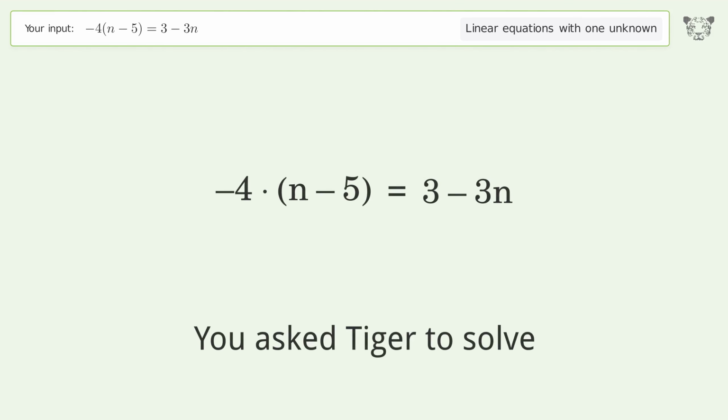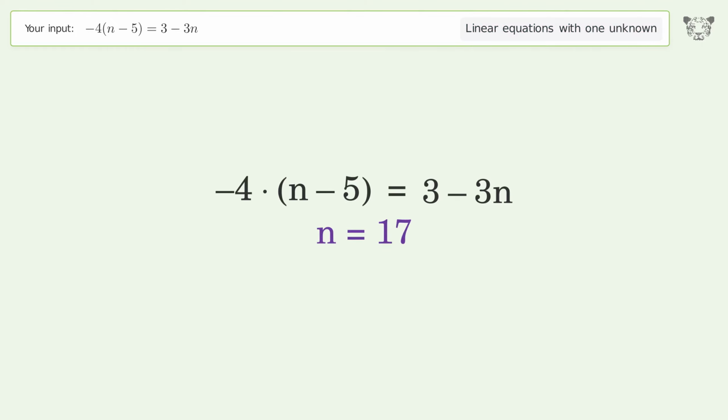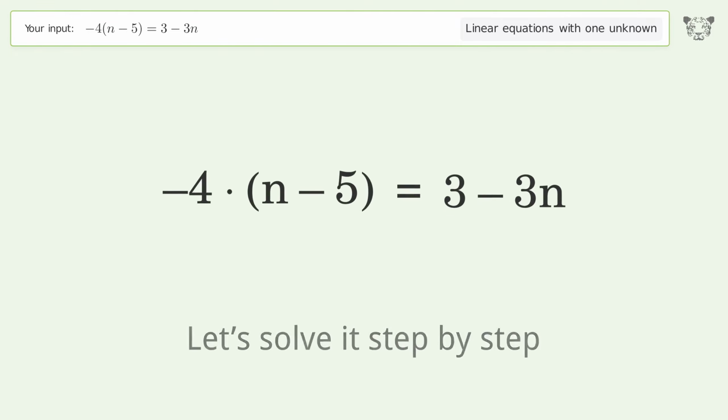You ask Tiger to solve this. This deals with linear equations with one unknown. The final result is n equals 17. Let's solve it step by step.